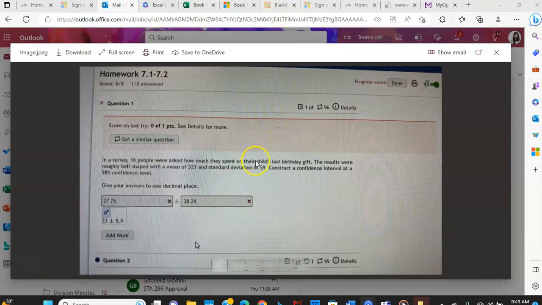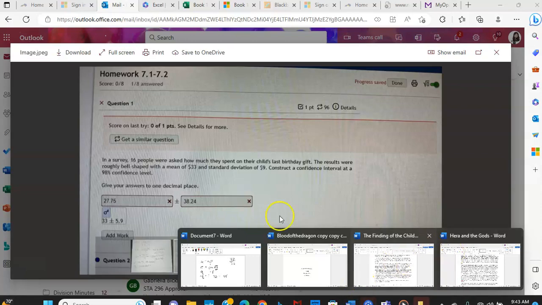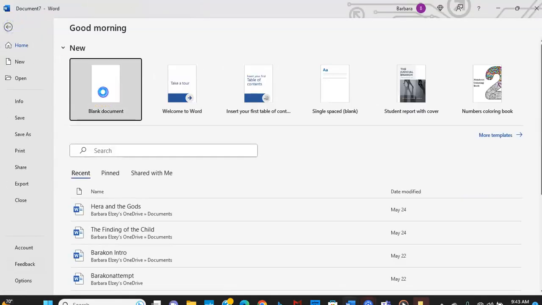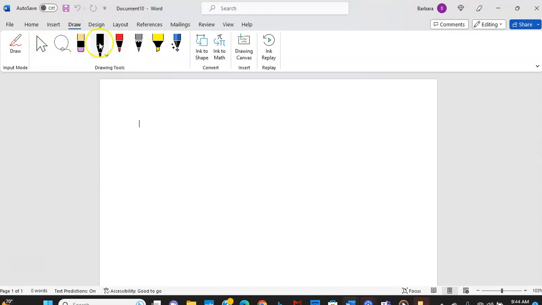Okay. So let's go over to another sheet. This is something else. I'll just pull up a new one. Okay, so we have that the mean is 33 and the standard deviation is 9.